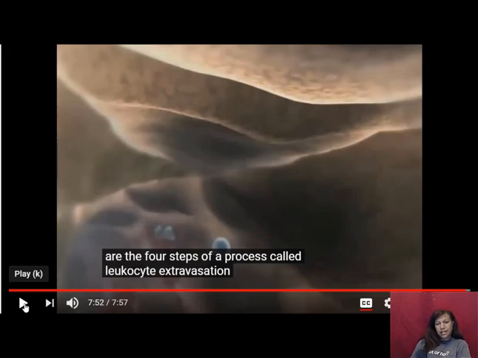So I wanted you to see that, to see how incredible it is that all of these processes are going on inside each and every one of our cells throughout our body. And this movie puts it in the context of a white blood cell that is rolling along the tissues and going to a site of inflammation.